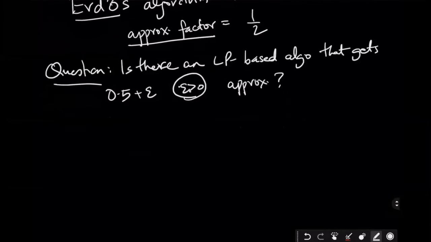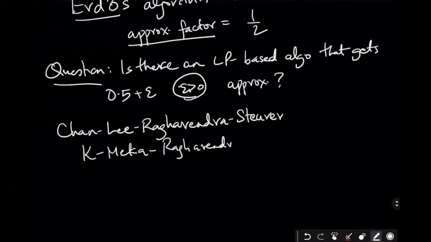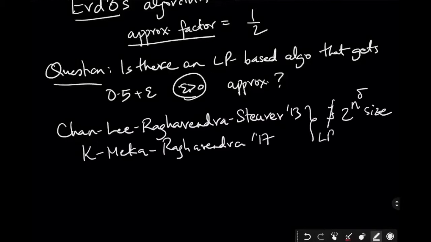In a really cool paper by Chan, Lee, Raghavendra, and Steurer, and then in a work that improved upon this a little bit with Meka and Raghavendra, together these works basically implied that there does not exist a 2 to the n to the delta size LP that gets 0.5 plus some f of delta approximation.